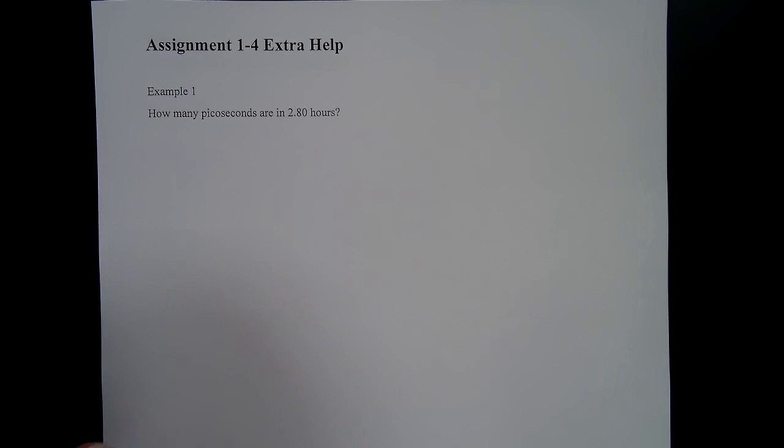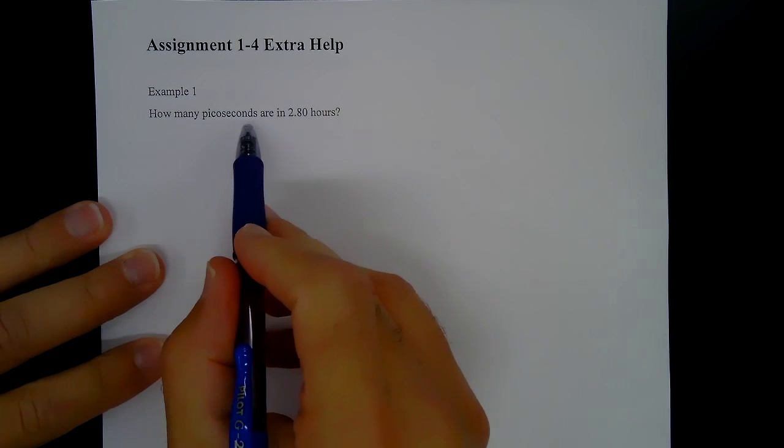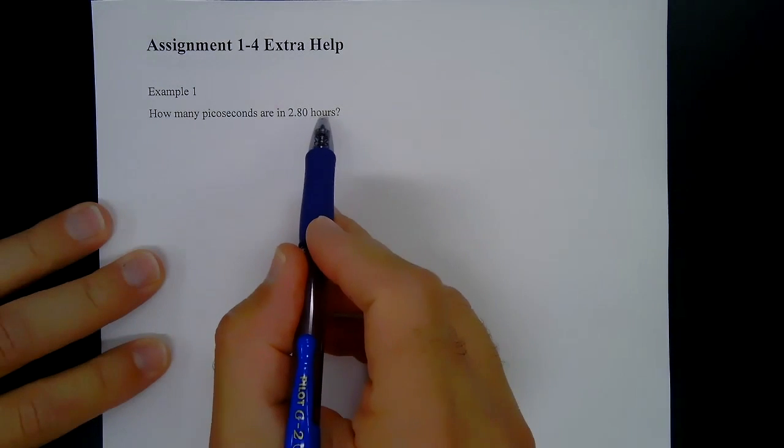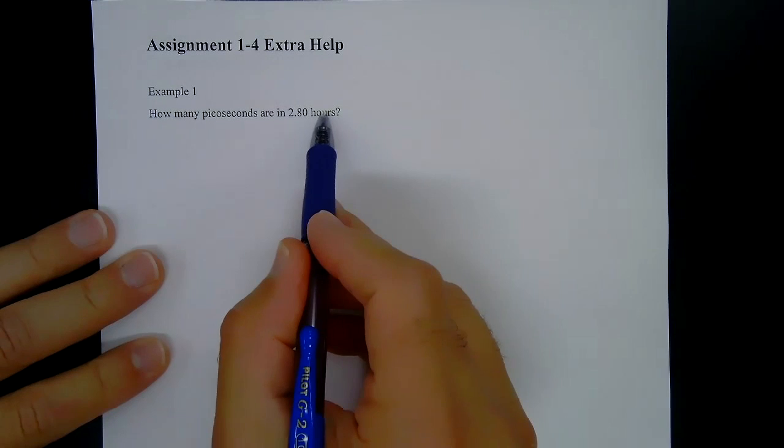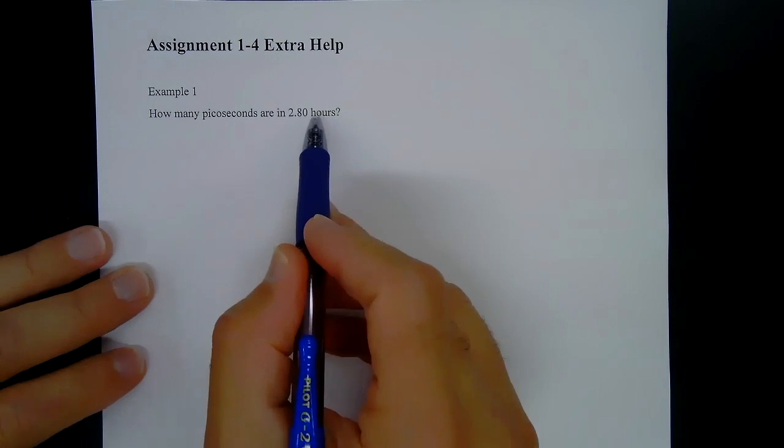So what I did is I picked some problems to help us out, and they're very similar to what you're going to see, or what you've already seen. So how many picoseconds are in 2.80 hours? Now, they didn't say hours; they had H here. H means hours, guys. When you see that, it means hours.